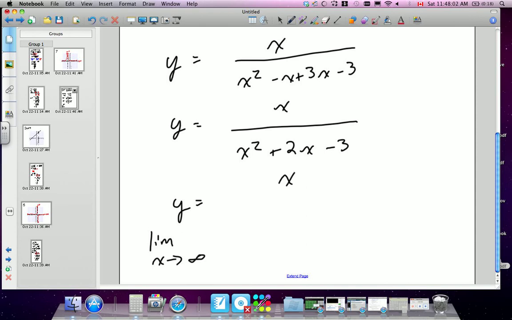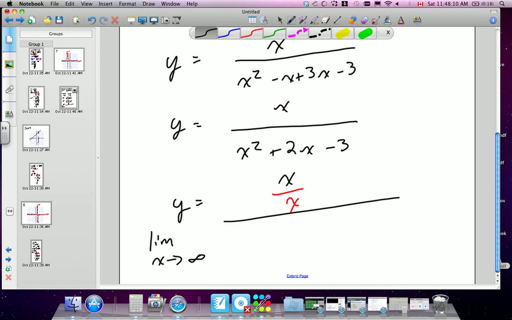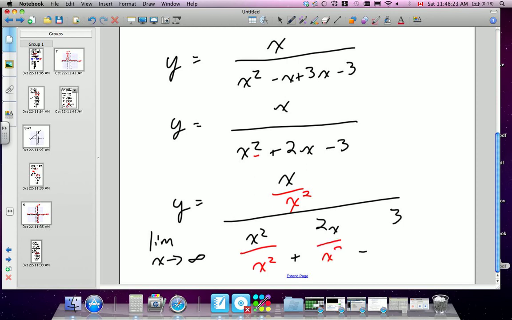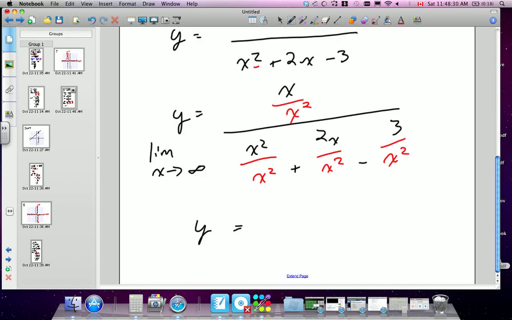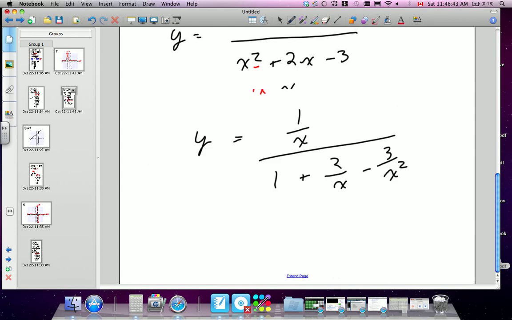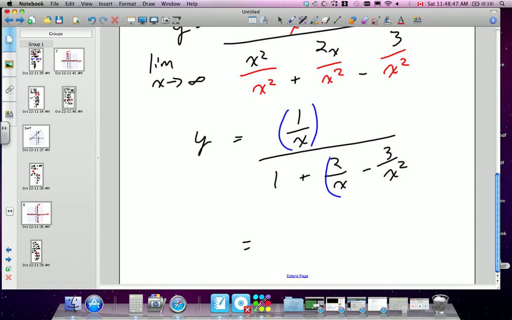And we want to find our horizontal asymptote. So again, y is equal to the limit as x approaches infinity of x divided by x squared plus 2x minus 3. Sorry, do I divide by x or x squared because of the degree? x squared. These are all divided by x squared. Okay. So y is equal to, this becomes 1 over x, and this becomes 1 plus 2 over x minus 3 over x squared.